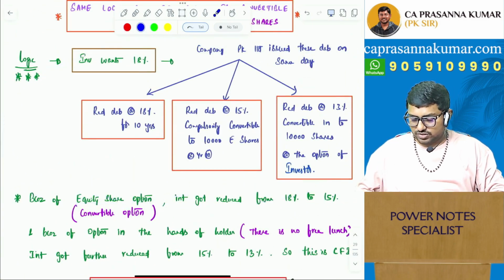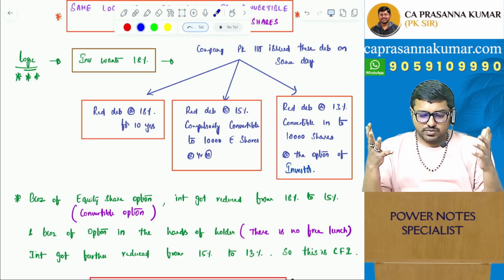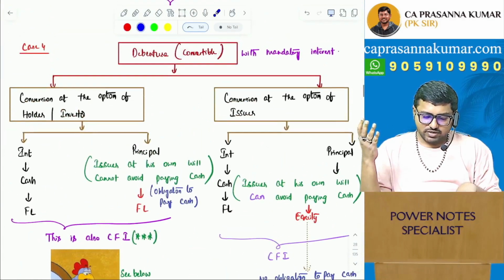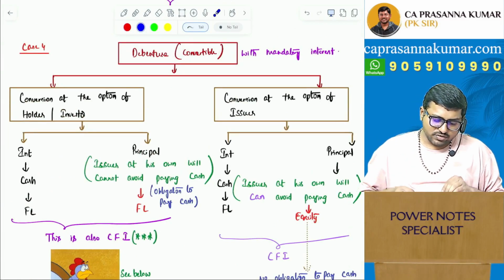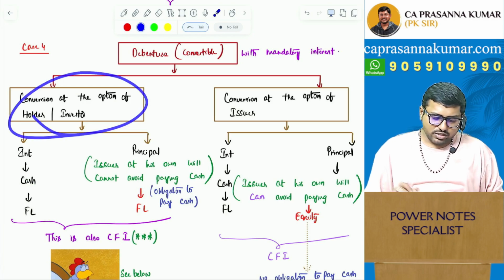Are we done with this? It is invisible. Correct, Nana. It is invisible. The equity portion is invisible. Here it is not visible. Here all that is visible for you is financial liability and financial liability. But here you have conversion at the option of the holder or investor.